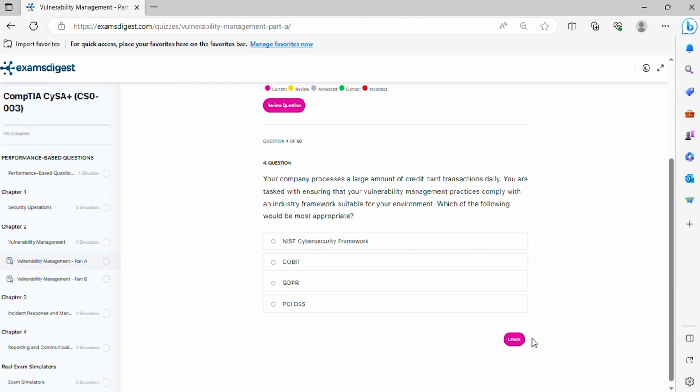Question 4. Your company processes a large amount of credit card transactions daily. You are tasked with ensuring that your vulnerability management practices comply with an industry framework suitable for your environment. Which of the following would be most appropriate?